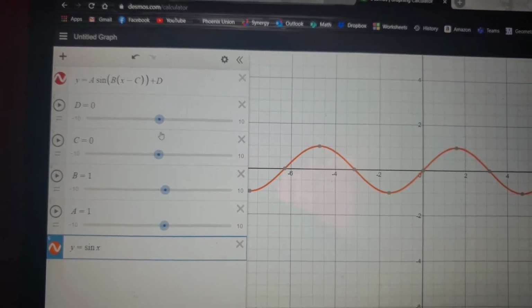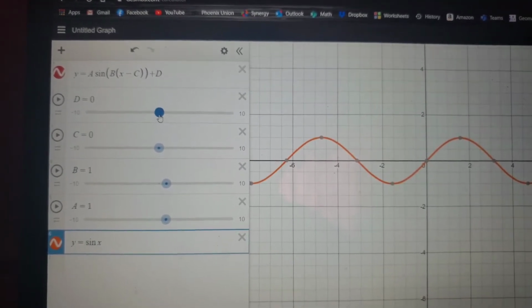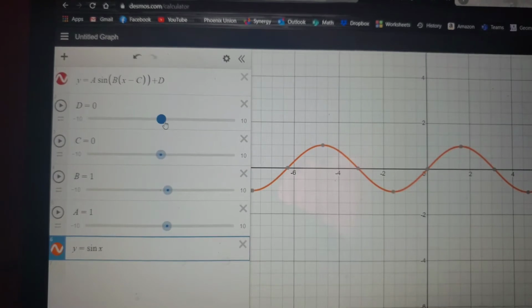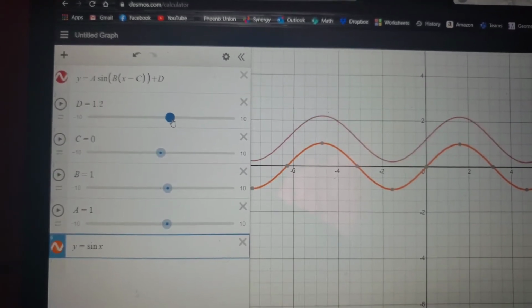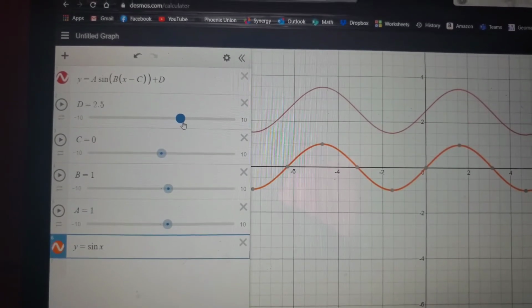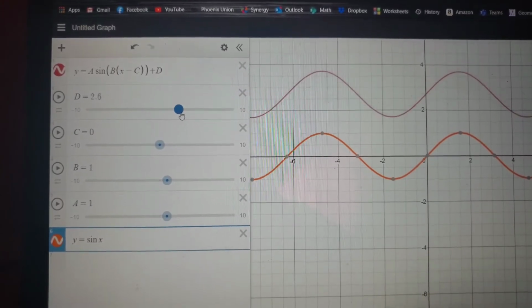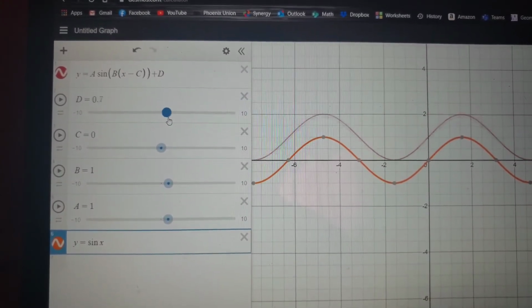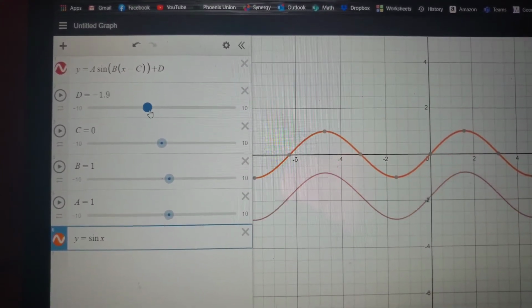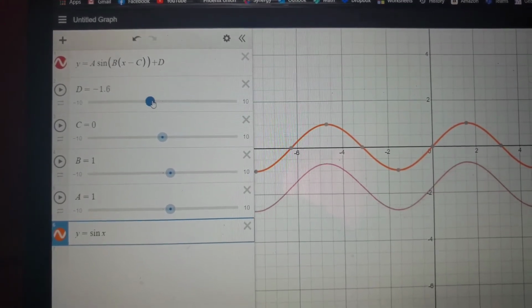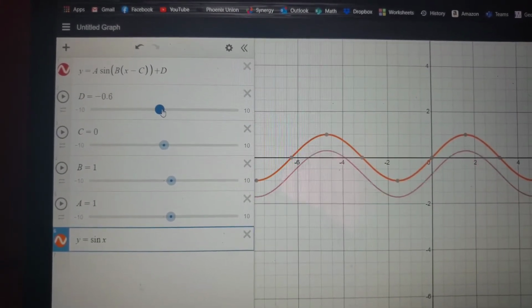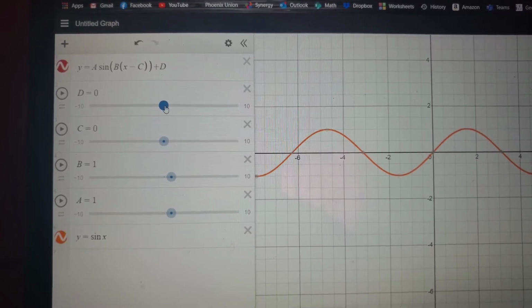Okay. Now if I start moving the graph, let's move it up. Now the red graph is going to be moved up if I make D positive. So you can see it moving up from the original spot. If I make it negative, well, it's going to go down. All right, that's pretty much the vertical shift. Let me put it back.